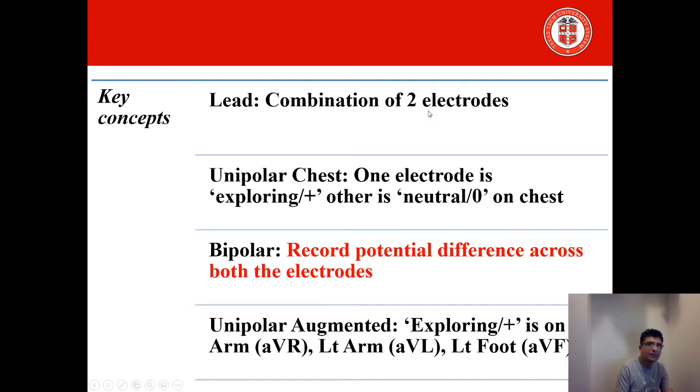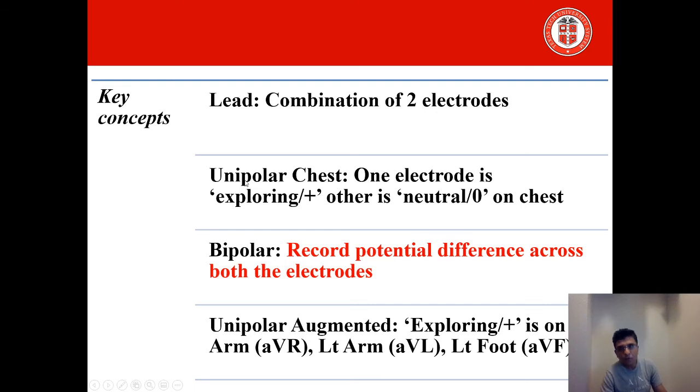And now I'm guessing the previous slide will make a lot more sense to you, because it says that if it's a bipolar lead, both the electrodes are recording the potential. So none of them is neutral, both are recording, and it's lead 1 or lead 2 or lead 3. If we talk about the unipolar leads, one is always neutral or at zero potential. So it's the positive one which is recording, and you can ignore the other one.